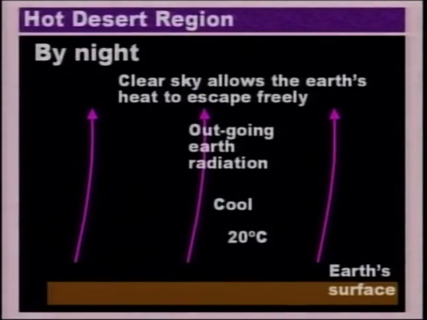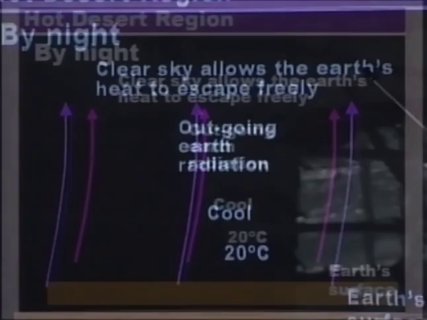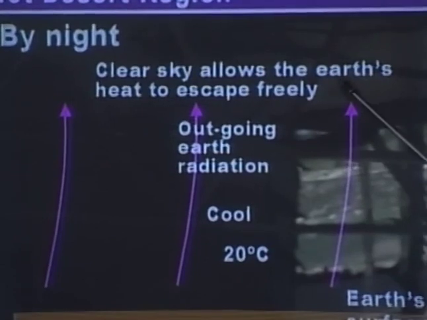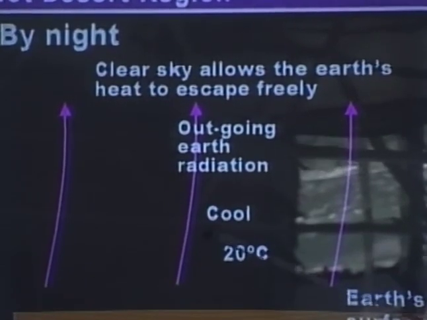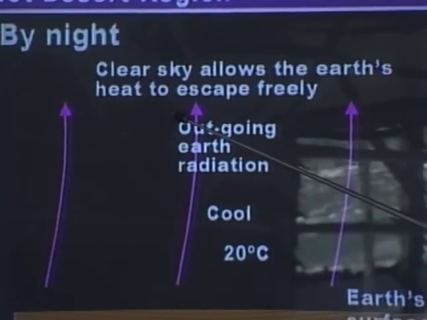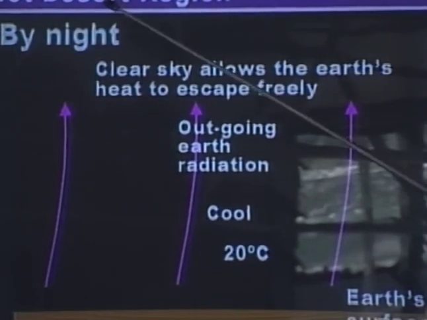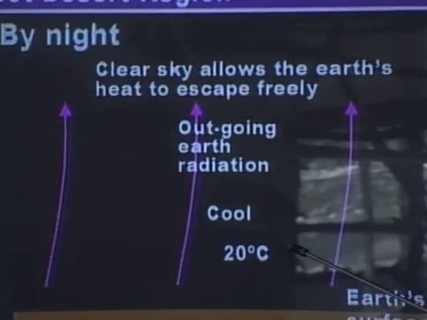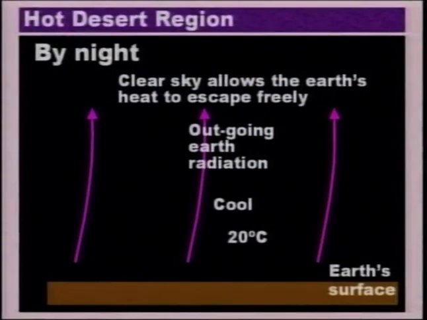Let's move on to by night, still in the hot desert region. By night, there's hardly any cloud here, a clear sky, therefore it allows the Earth's heat to escape freely. So most of the radiation that has come in during the day now escapes. Without any cloud cover, it will not be blocked and come back to heat up the surface. Therefore, in a hot desert region during the night, the temperatures can be cool to cold. The reason this happens is simply because there is no cloud cover to prevent the heat from escaping.